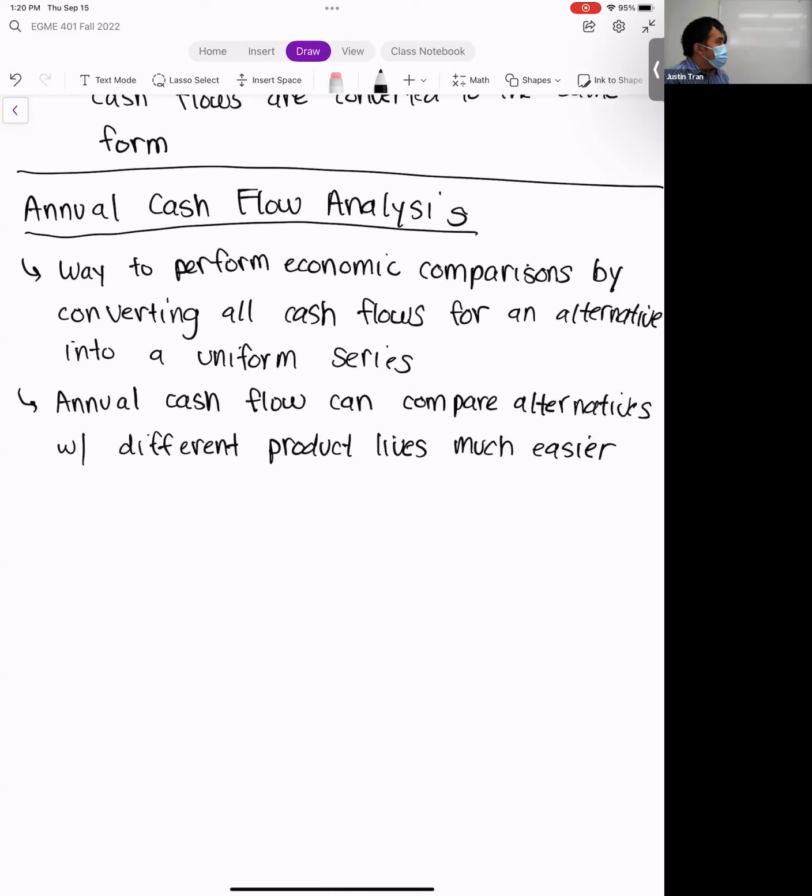And so we did an example last time where I think we compared options with lives of 4 and 8, something like that. And we saw that we didn't have to do anything special in order to get the right answer to it. And so let's take this to the extreme. Let's consider a case where we have a product life which is basically infinite.